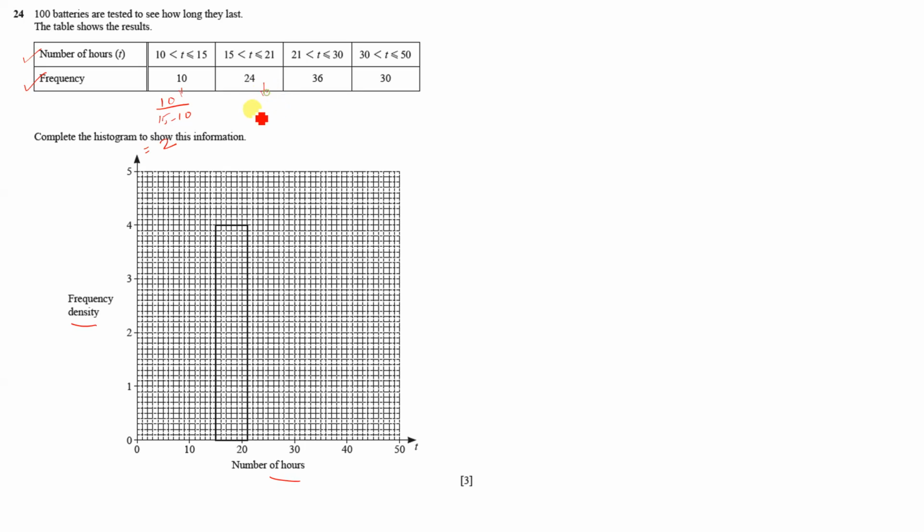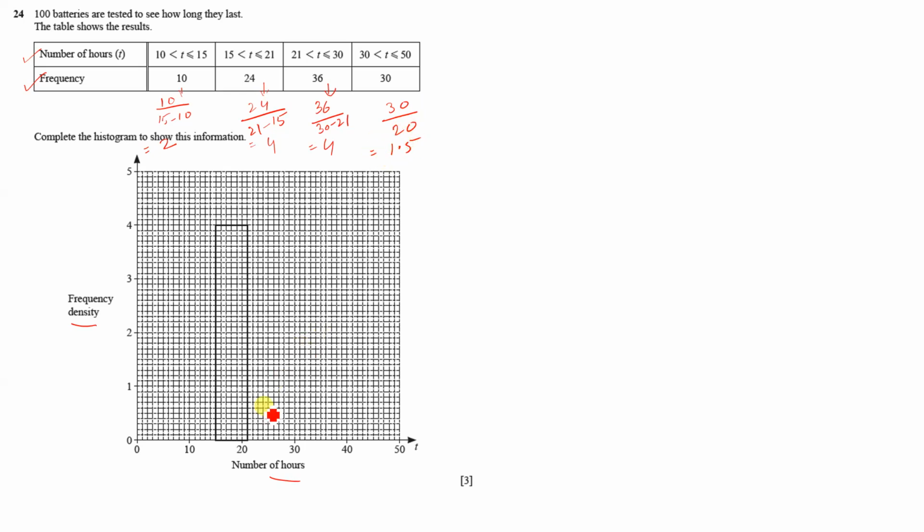For the next class, 24 divided by 21 minus 15. So 24 divided by 6, that is equal to 4. And for this, 36 divided by 30 minus 21. So 36 divided by 9, that is also equal to 4. And here 30 divided by 50 minus 30. 50 minus 30 is 20. So 30 by 20, that is 1.5.